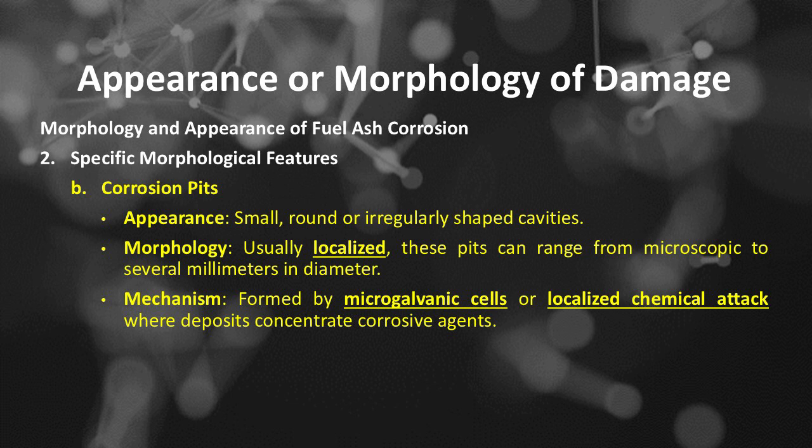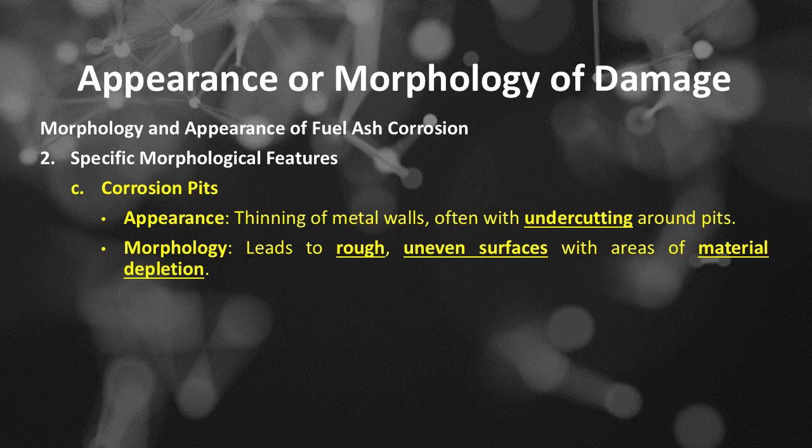B, corrosion pits. Appearance: small, round or irregularly shaped cavities. Morphology: usually localized, these pits can range from microscopic to several millimeters in diameter. Mechanism: formed by microgalvanic cells or localized chemical attack where deposits concentrate corrosive agents. C, wall thinning. Appearance: thinning of metal walls, often with undercutting around pits. Morphology: leads to rough, uneven surfaces with areas of material depletion.